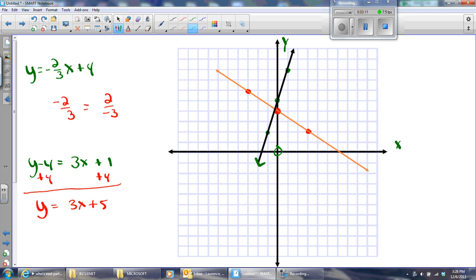Now, I'm not going to do all the different scenarios where how you get y alone. I expect you to know that. That's, you know, part of algebra.